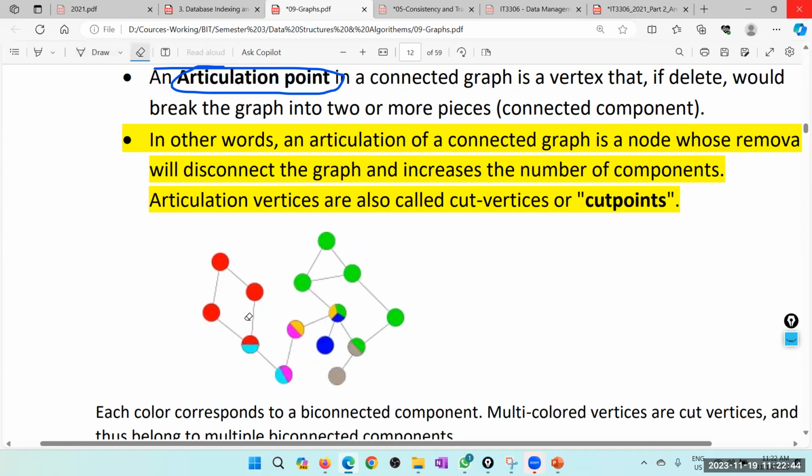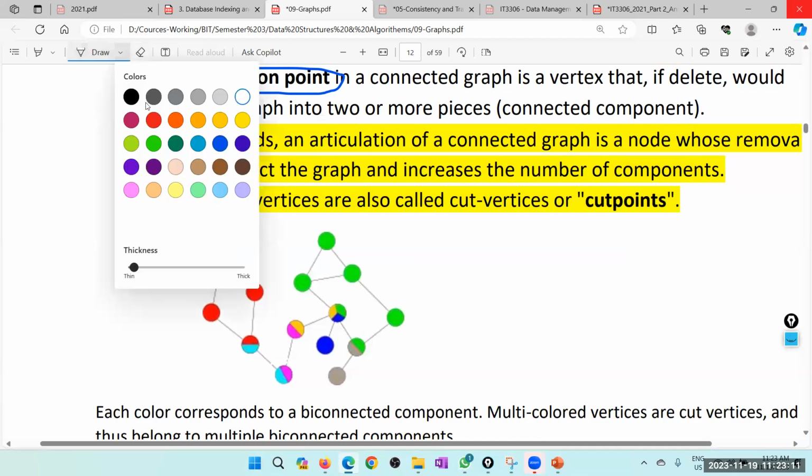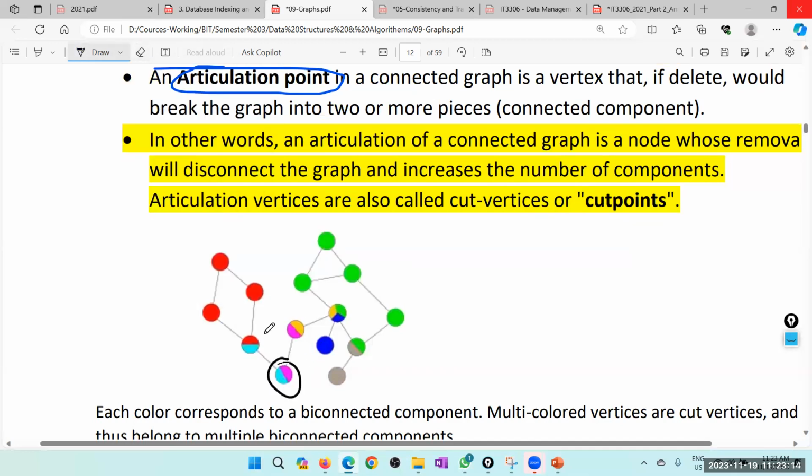But it doesn't happen if you remove this one. If you remove this one, obviously what happens? This edge is not there, this edge is not there, this edge is not there. Still, this is one graph. So therefore, this is not a cut point. Right? So the only cut points here are this is a cut point, this is a cut point, this is a cut point, this is a cut point.